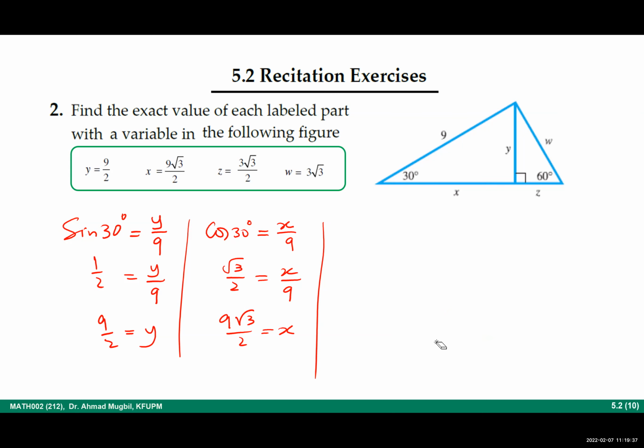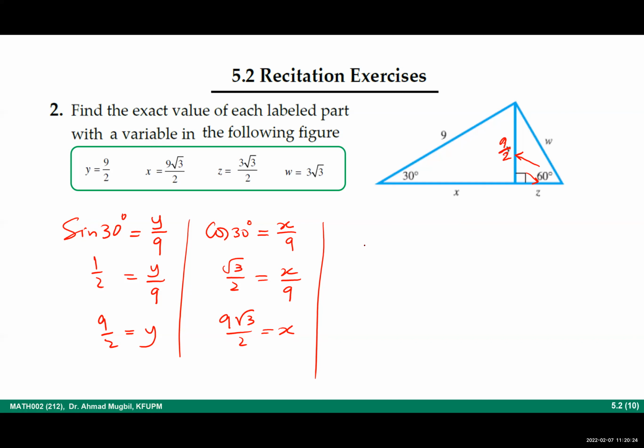Now you have Y, Shabab. What is this? 9 over 2. Now we will work on this triangle. Unfortunately, we have only one angle here, so we need a side. We have this side from before, which is 9 over 2. Let's start with Z. To find Z, what will you use? What is Z for this angle? It is the adjacent. So it will be Z over W. Both of them are unknown, so we cannot work with this. So we will use the opposite over the adjacent. So what is that? Tan.